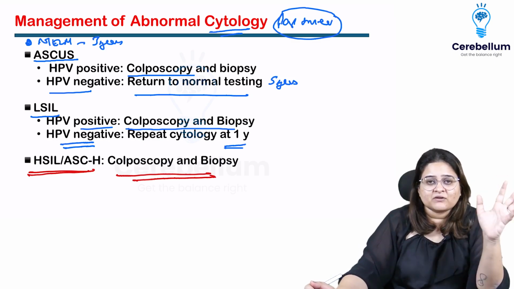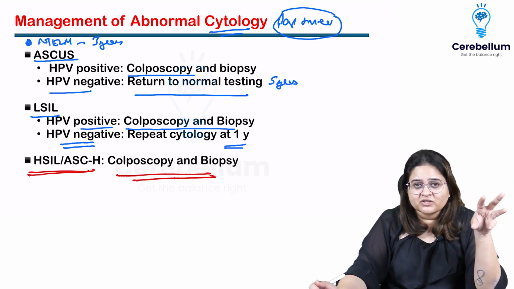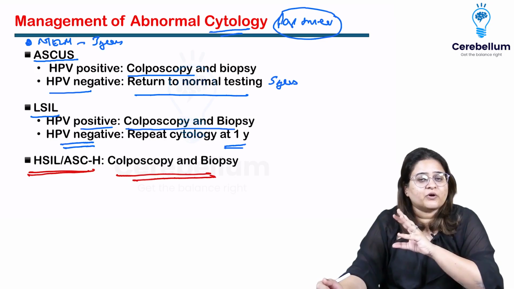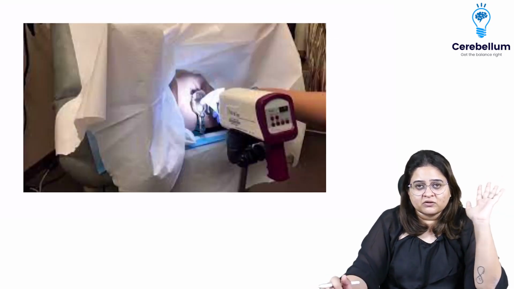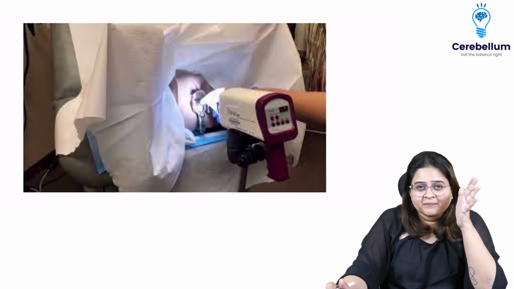If it's an abnormal cytology, you're doing an HPV in low-grade lesions. If it is positive, sending for colpo biopsy. But any high-grade cytology, you're directly doing a colpo biopsy.